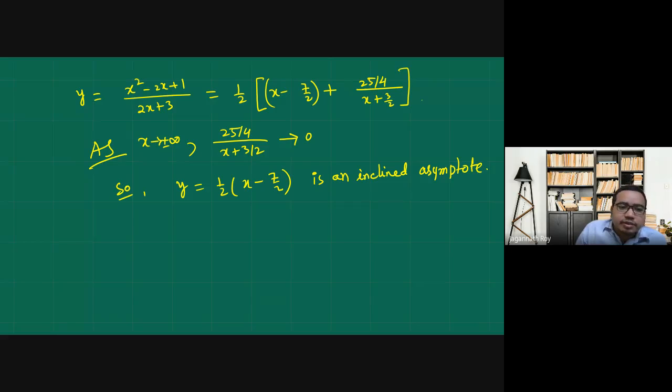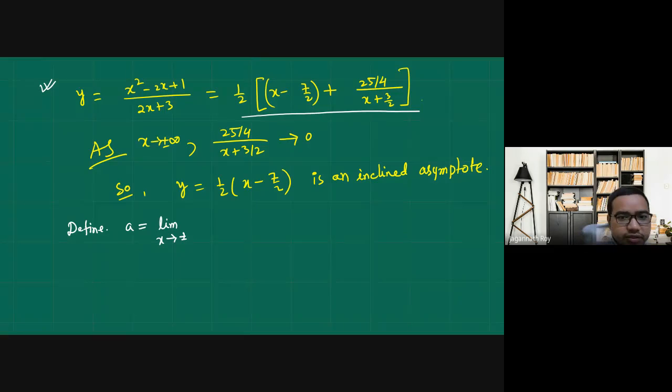Now there is the limiting definition. It is not every time possible to identify this fraction, so it is better to go with the limiting value. We define A as the limit over x goes to plus or minus infinity of f(x) by x, by definition.